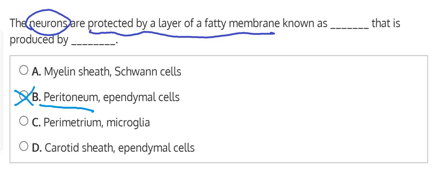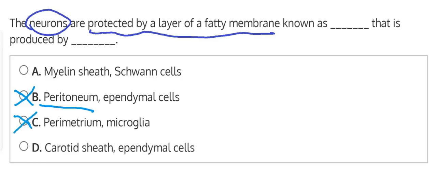Then we also could see parametrium and carotid sheath. Are these anything that we could eliminate? Well, the parametrium, this is actually the outermost layer of the uterus, which is part of the female reproductive system, which is where if a fetus is developing, where it would go. The menstrual cycle, the contents come from the uterus. So different from the neurons, different system. So we can eliminate that.